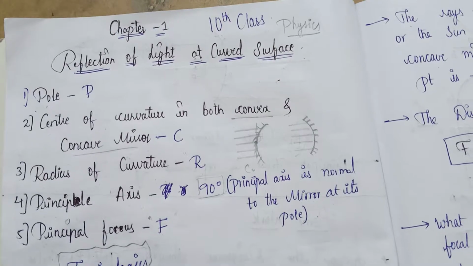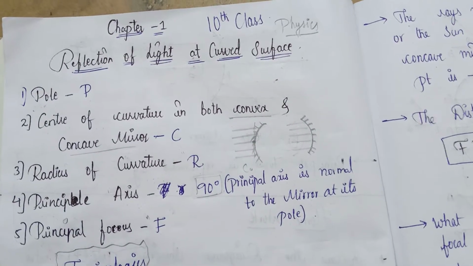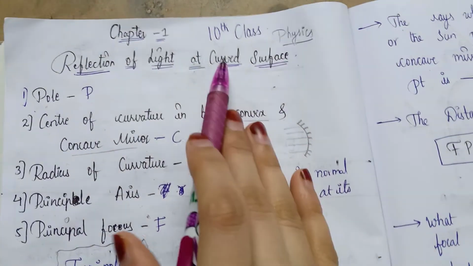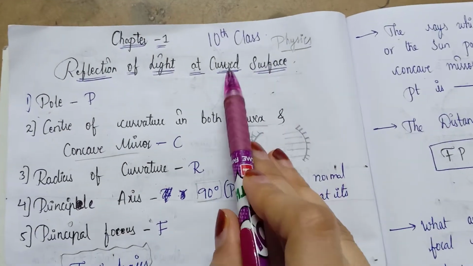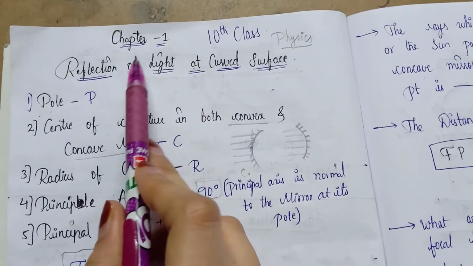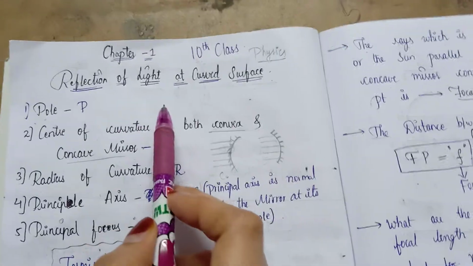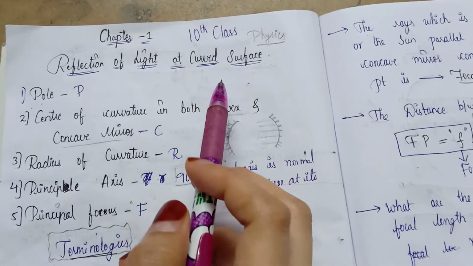First of all, let me introduce myself. My name is Sabah and I am your physics teacher from United Public School, Tandur. This is 10th class physics, and here is our first chapter, reflection of light at curved surface.